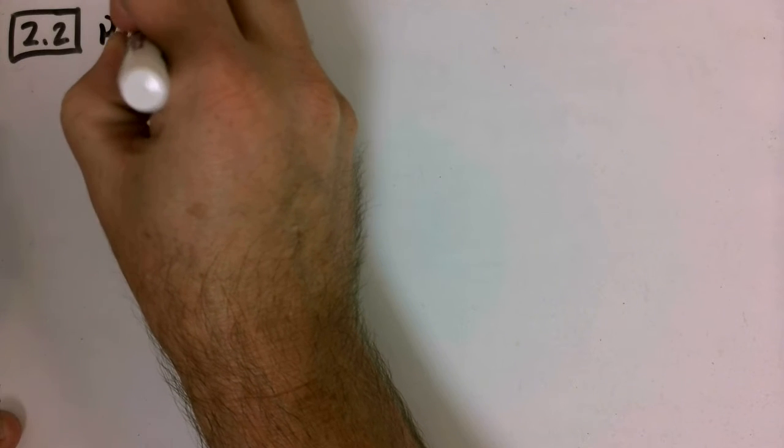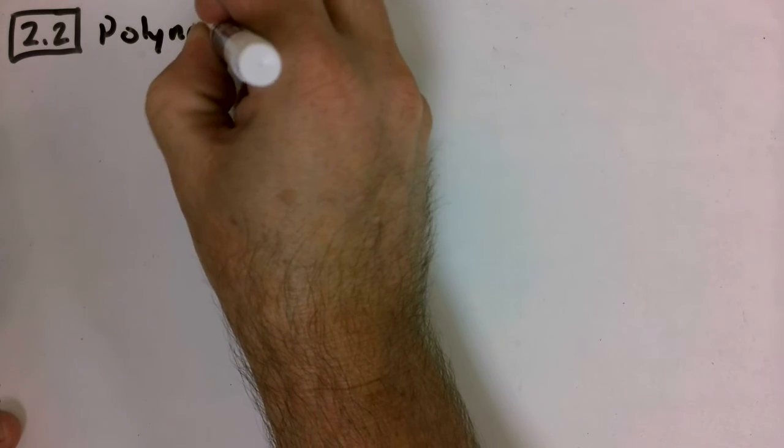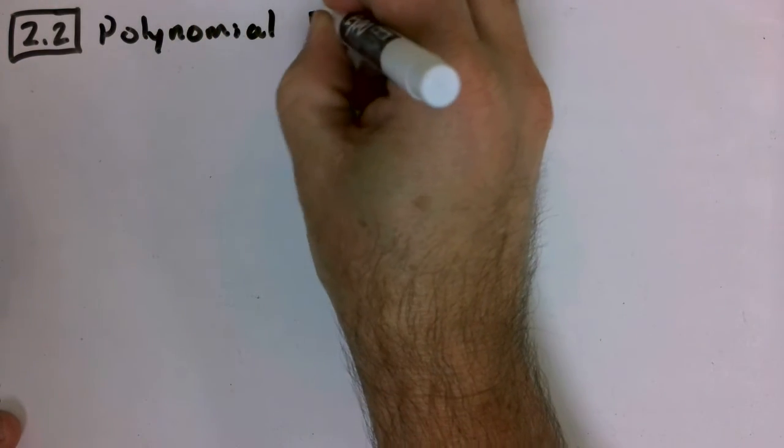Section 2.2. Section 2.2 is on polynomial functions.